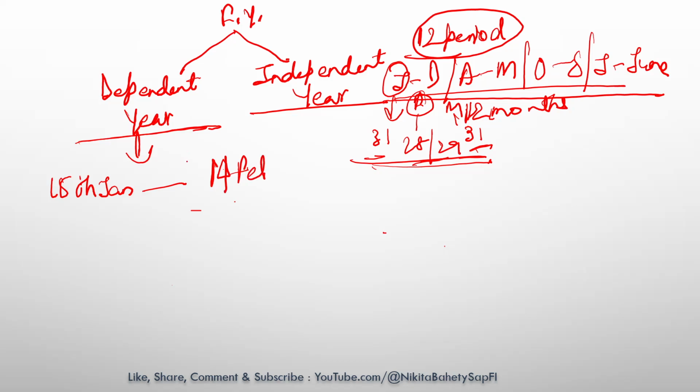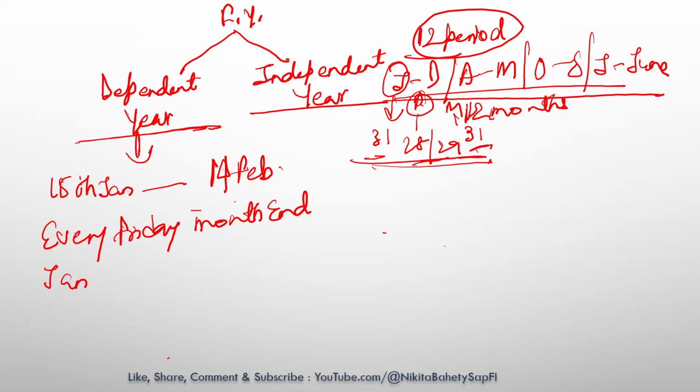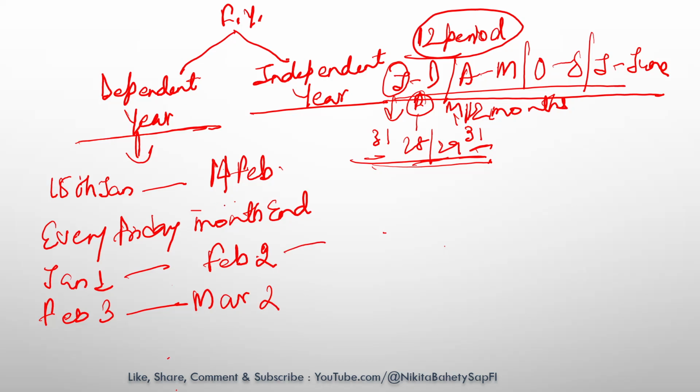Or there can be a situation where it is decided that every Friday the month ends. There can be different situations, or it can be like January 1st till February 2 will be our first period, February 3 to March 2nd will be our second period. So it is very different, and it is a regular setting.